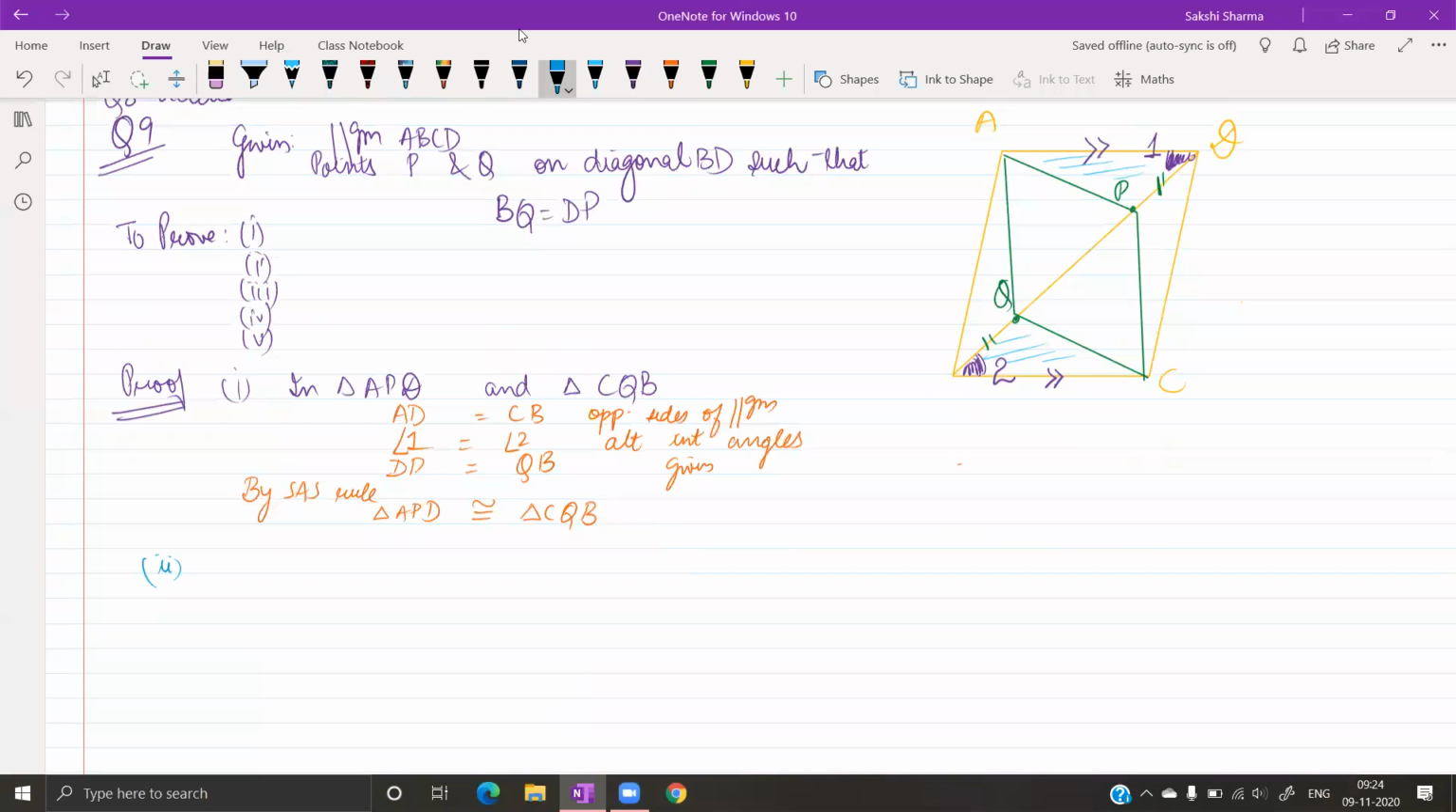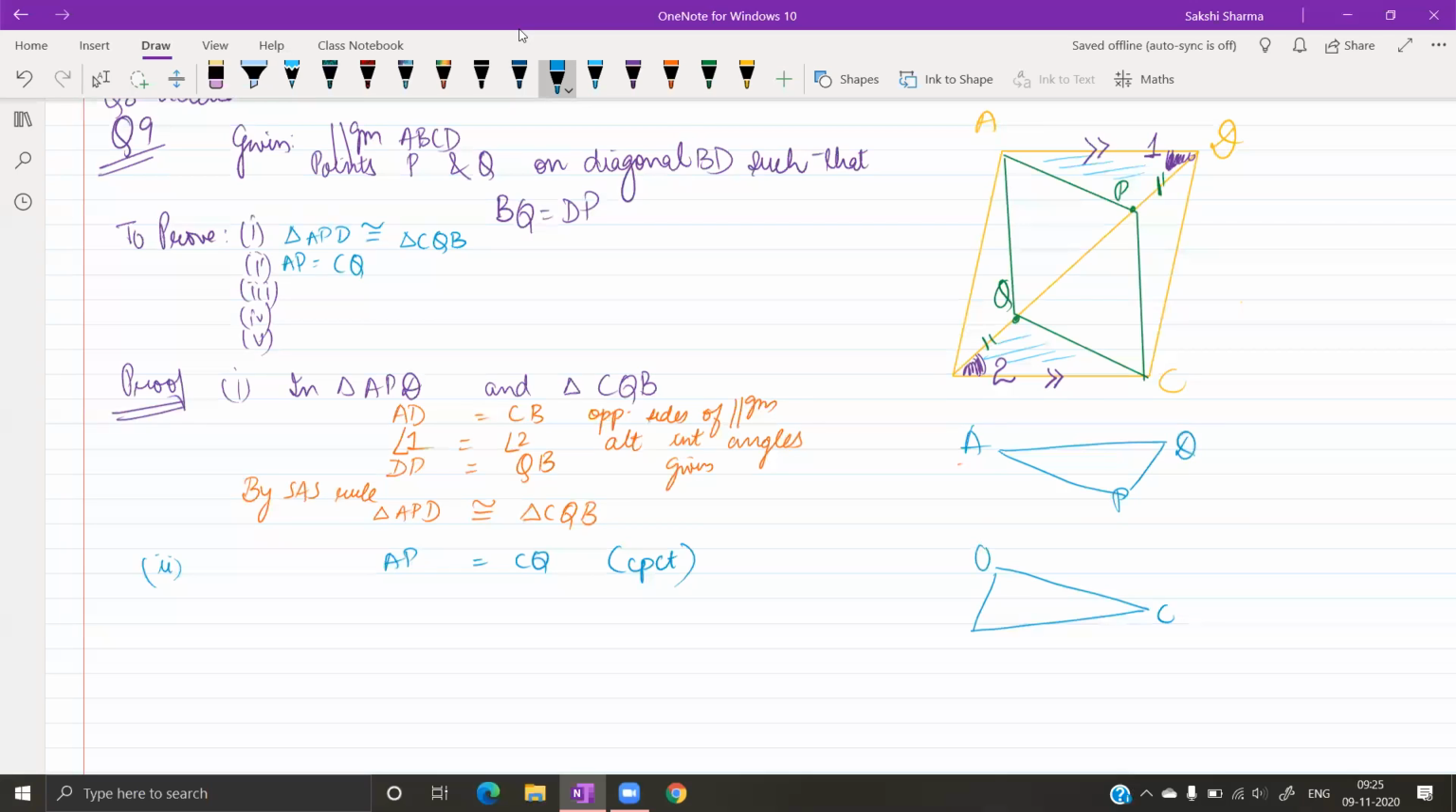Once you have proved the congruence, the next part is AP equals CQ. After proving the congruence of these two triangles, triangle APD is congruent to triangle CQB, can you conclude the second part just by writing down CPCT? Since triangle APD and CQB are congruent, their corresponding parts will be equal. We already have written that the two pairs of sides are equal. We have used that to prove the congruence.